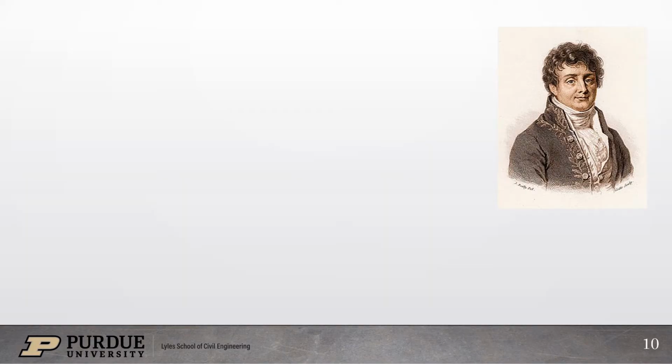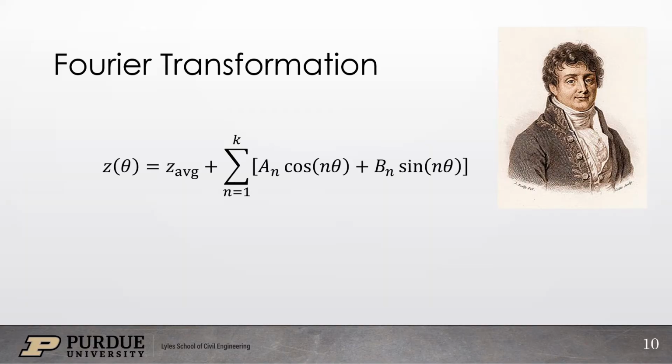We can convert the discrete data points into continuous series using Fourier transformation as shown in the equation, where Z average is basically the average or the uniform settlement. An and Bn are Fourier coefficients. The equation can be further simplified into a single harmonic with phase shift as shown. Let me give you an example.